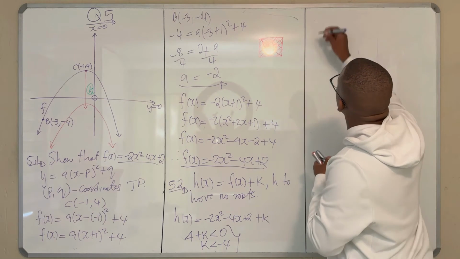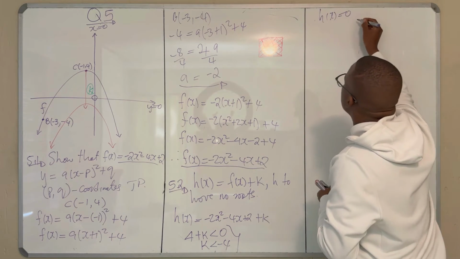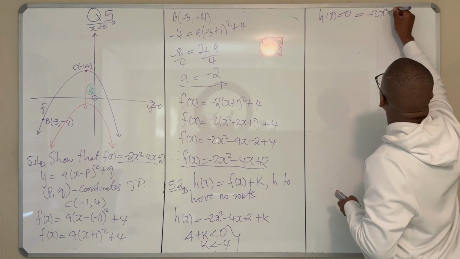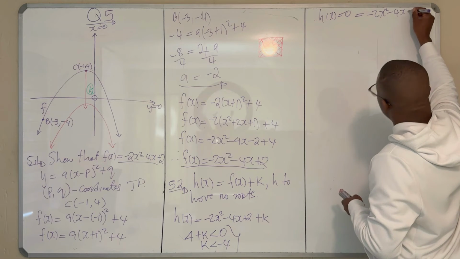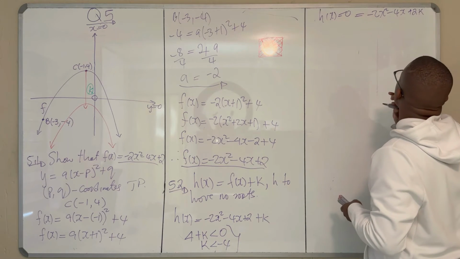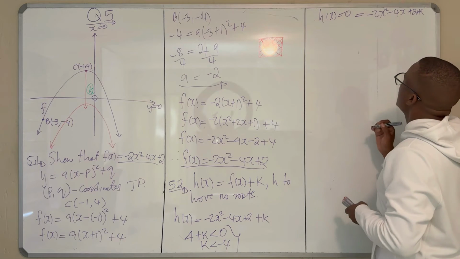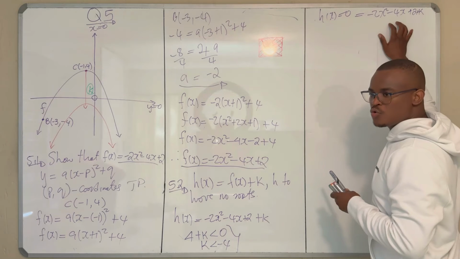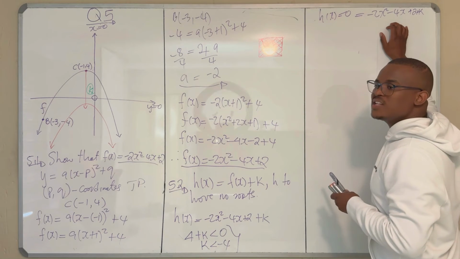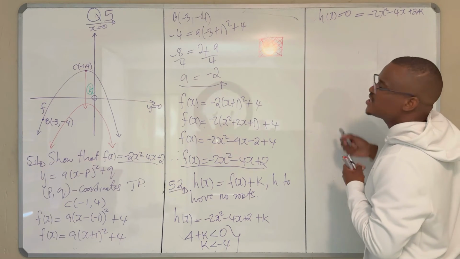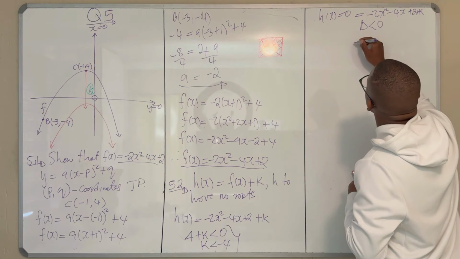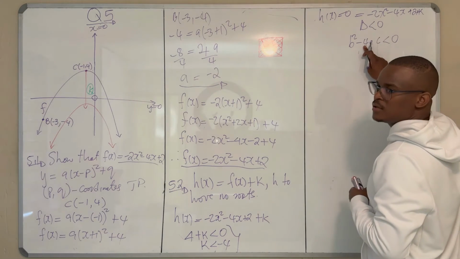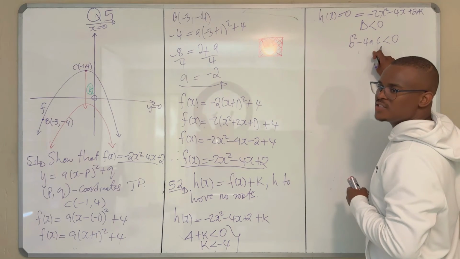So in that case, say our h of x equals 0, which is equal to -2x squared minus 4x plus 2 plus k. Are you happy with this? So if this does not have roots, does not have solutions, what does it say about the discriminant? The discriminant is less than 0. And you know your discriminant is b squared minus 4ac, which is less than 0. If it doesn't have a real solution, the discriminant is less than 0.